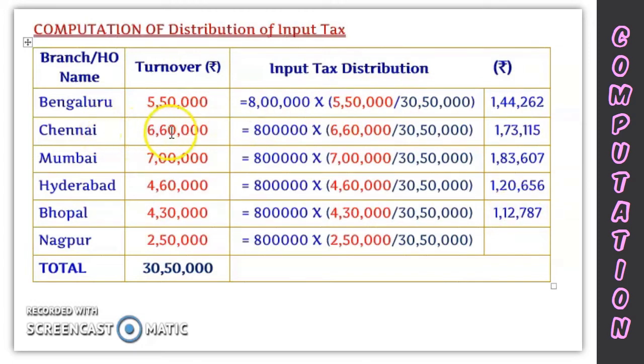So if you take Chennai's case, input tax is 8 lakh, which is the same figure. The turnover of Chennai is 6,60,000, divided by 30,50,000, which is the aggregate turnover of Optimus Limited. So the denominator will not change, the multiplier will not change, the numerator will change in each of the cases. We are taking the corresponding value. Mumbai's case 7 lakh we are considering, Hyderabad 4,60,000, Bhopal 4,30,000, Nagpur 2,50,000. So like this you have to calculate. Nagpur's distributed amount calculation is pending.